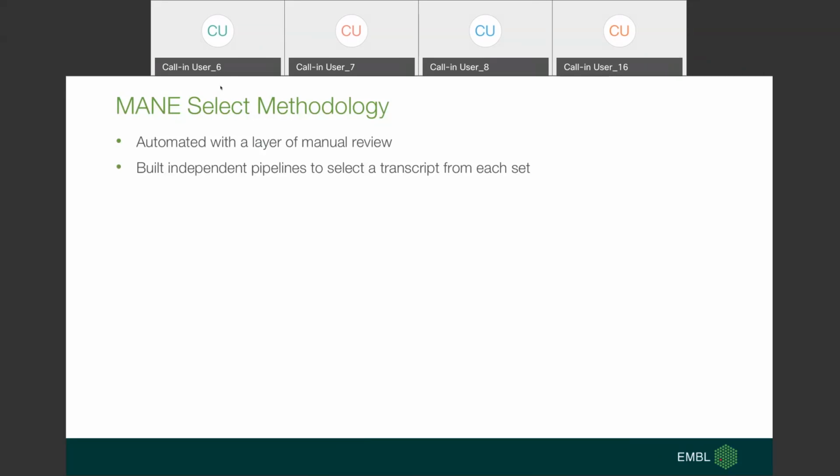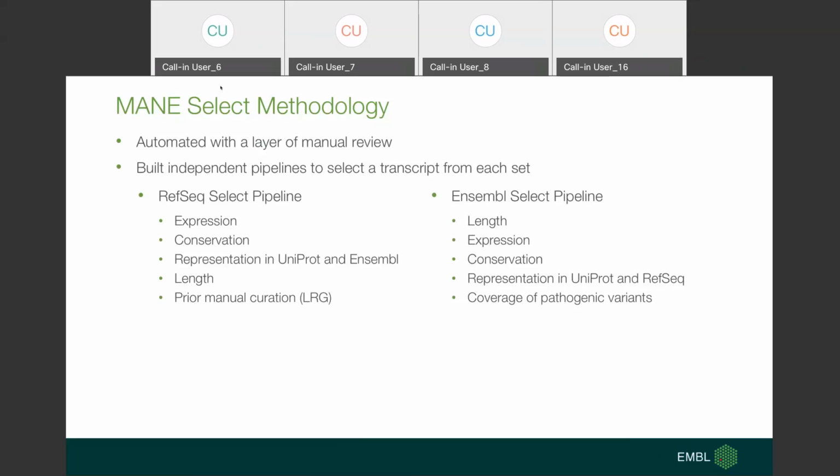And so the first step was for both groups to build independent pipelines to select a transcript from each set. Here I'm showing what each pipeline took into account. As you can quickly see, the 2 pipelines generally took into account similar kinds of information. What's interesting is that the weighting that it gave to each component is different.